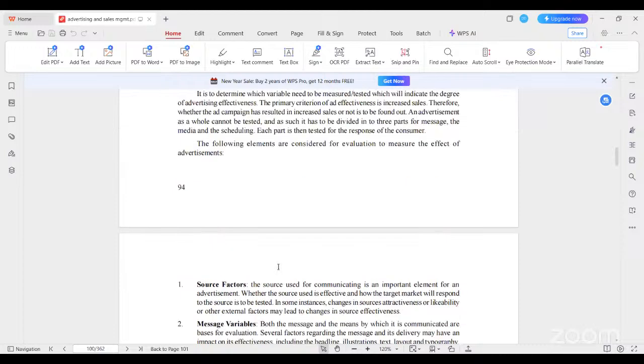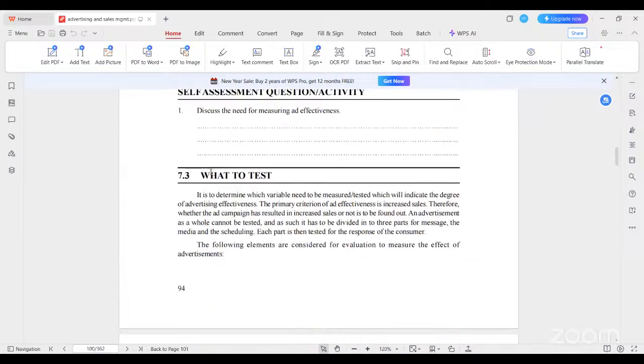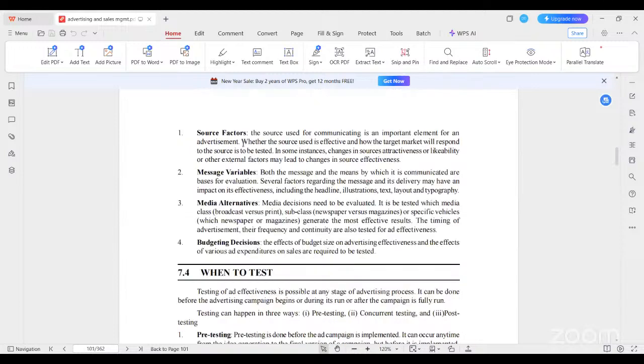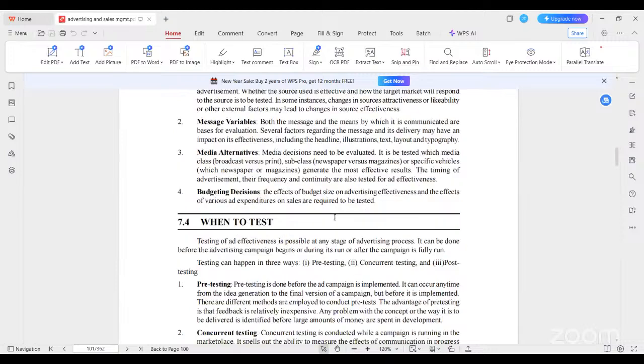So what are the various factors which we have to test in what to test? The variables are source factors, message variables, media alternatives, and budgeting decisions. These four we have already discussed in previous lectures. So now, source factors. The source used for communicating is very important. We must test the source through which the audience is more likely to be reached, or is watching.